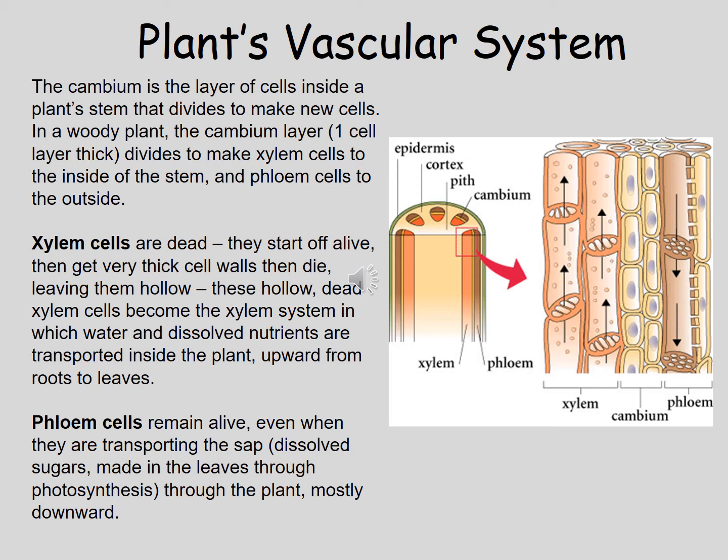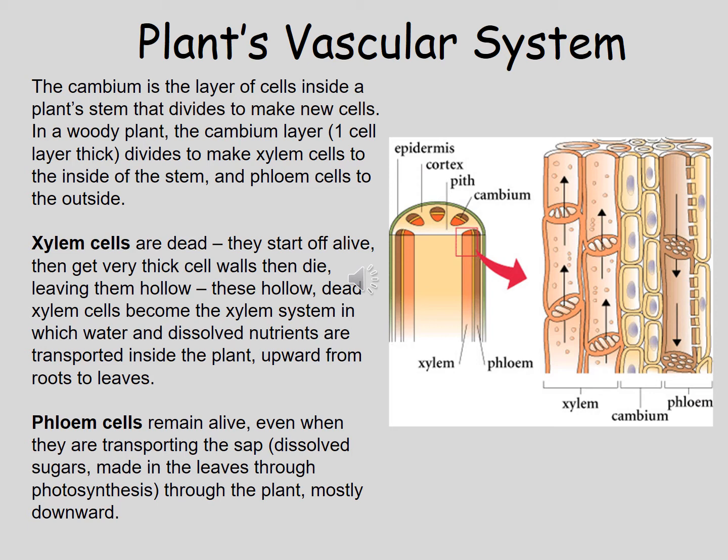The phloem is to the outside of that. If you're looking at the plant stem, you've got xylem to the center and phloem on the outside, and the cambium is in the middle. The cambium is the layer that is actually creating new cells, dividing and creating new xylem and new phloem. New xylem to the inside of a stem and new phloem to the outside as that stem grows.